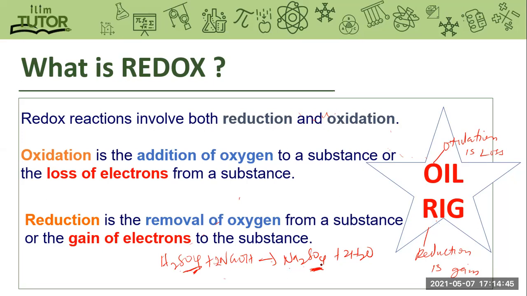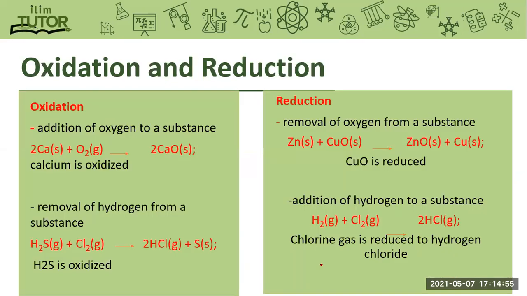But there are other ways in which we can define oxidation and reduction. So let's quickly consider these other ways. We can look at oxidation as addition of oxygen to a substance. For instance, here you have calcium turning to calcium oxide. In this case, calcium is oxidized. Oxygen has been added to calcium, so we say calcium is oxidized.